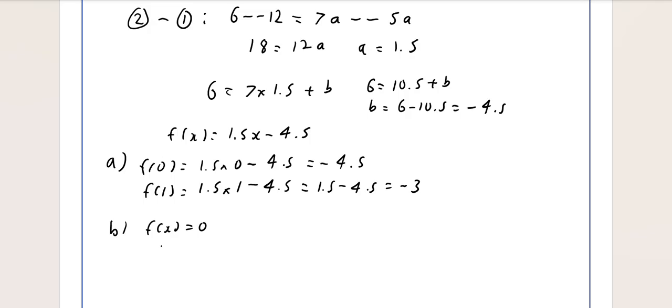We know that our function is 1.5x minus 4.5. So if we set that equal to 0, we can then just solve that equation to figure out what x is going to be. We add 4.5 to both sides, so we get 1.5x equals 4.5. We divide both sides by 1.5. x is going to be 4.5 divided by 1.5, which will be equal to 3.